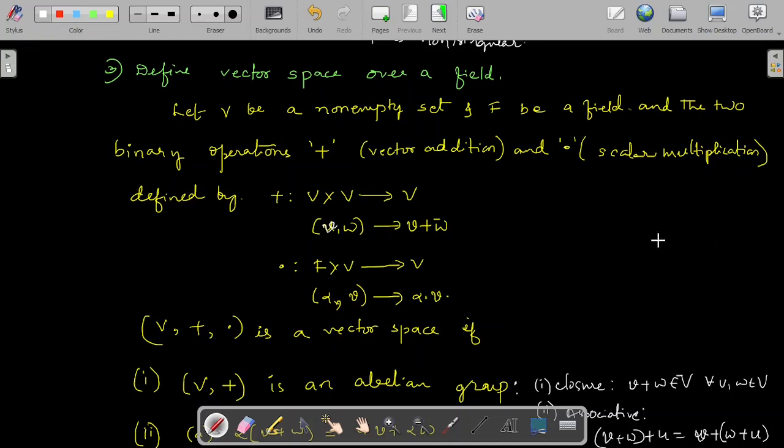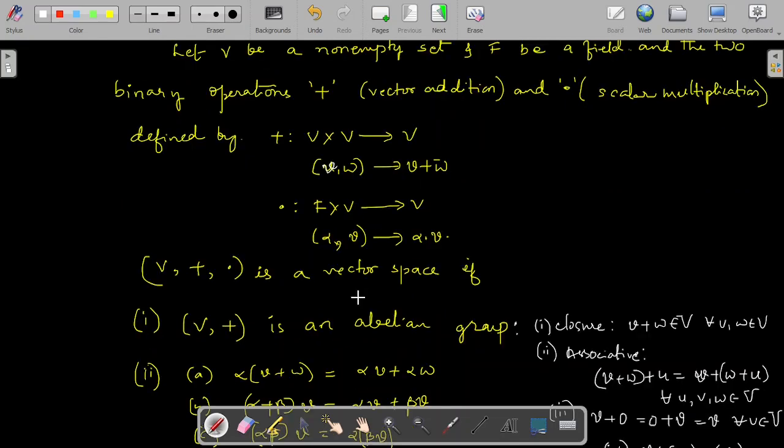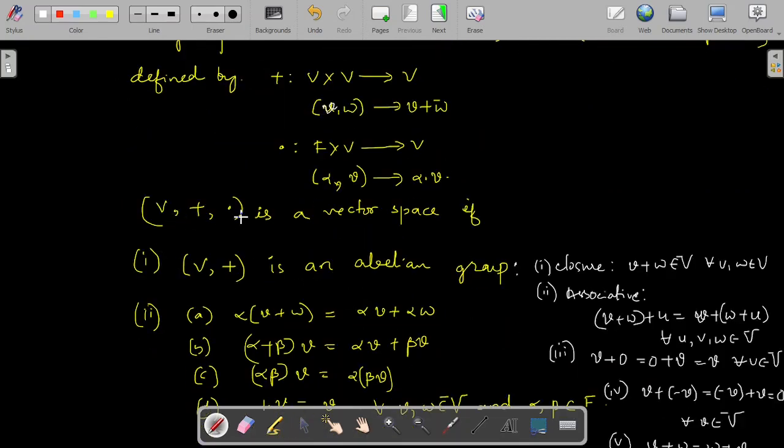I have taken here alpha, beta, gamma as scalars and v, w as vectors. In some textbooks, they may take alpha, beta as vectors and a, b as scalars. Anything is fine, but you have to mention which is a scalar and which is a vector. Now, V under addition and scalar multiplication is a vector space if it satisfies the following axioms.